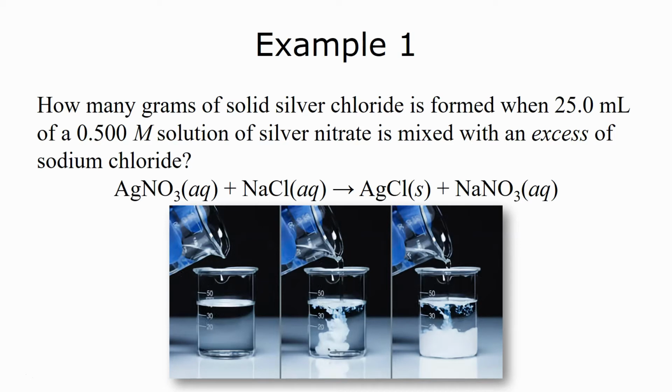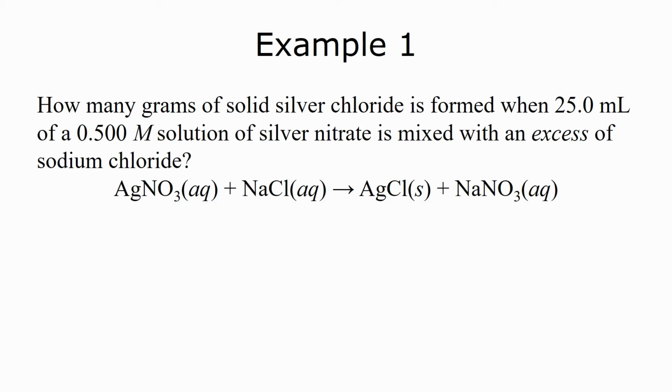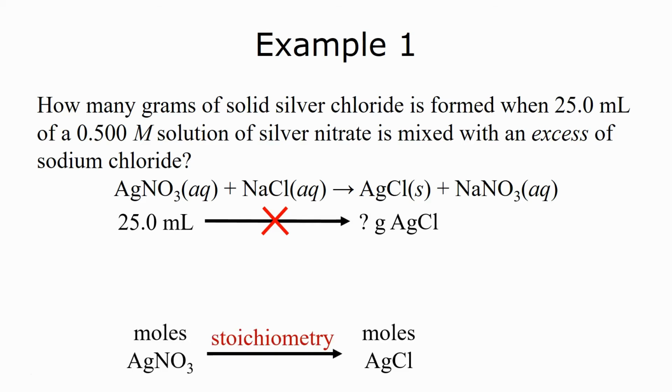Well, here's the reaction. What are we actually trying to do here? With 25 milliliters of silver nitrate, we're trying to determine the mass of silver chloride that is formed. Again, assuming an excess of sodium chloride, so this is not a limiting reaction problem. But as you recall, anytime we want to go from one component of a reaction to another, we need to go by way of moles, and we use the stoichiometry.